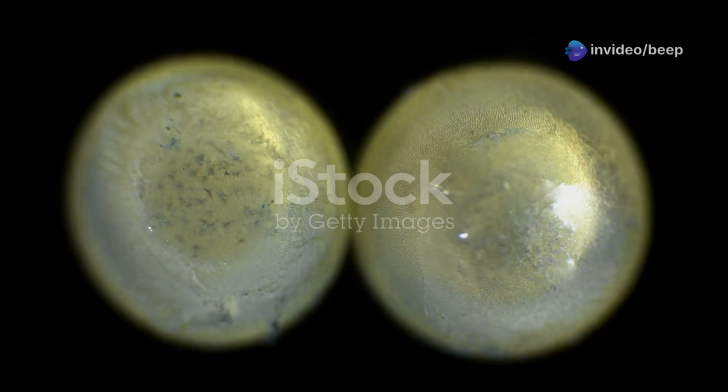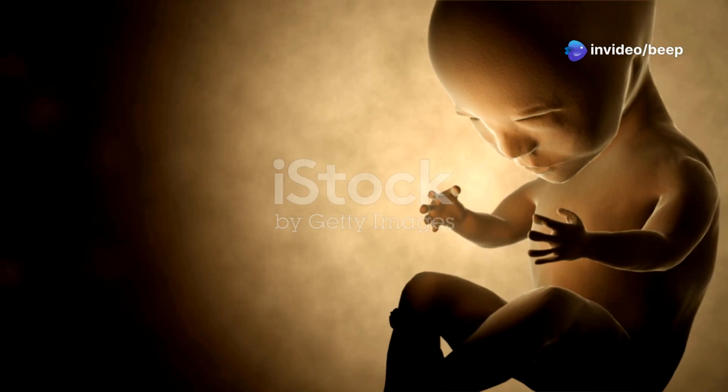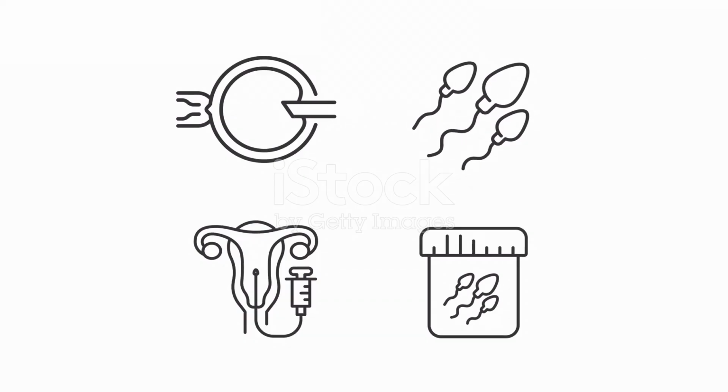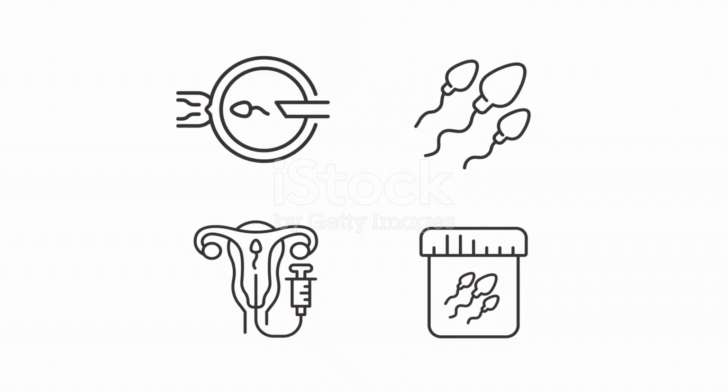Around day 6 or 7, the blastocyst attaches to the lining of the uterus, a process called implantation. The trophoblast cells burrow into the uterine wall, anchoring the blastocyst securely. This connection allows for the exchange of nutrients, oxygen, and waste products. Once implanted, the blastocyst continues to grow and develop.